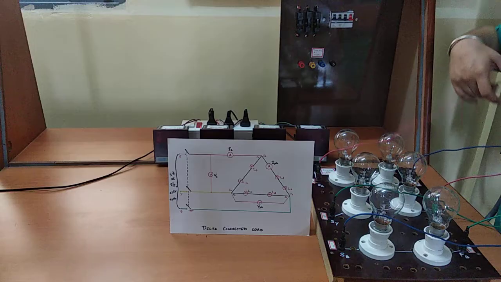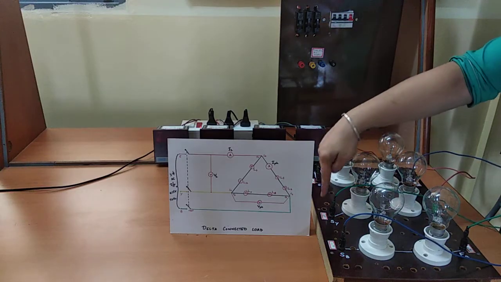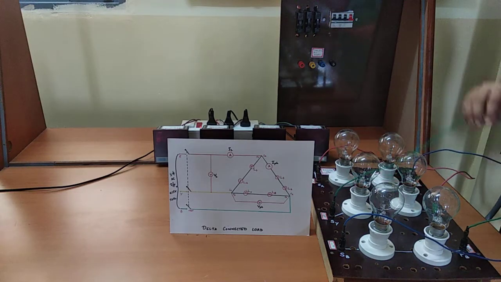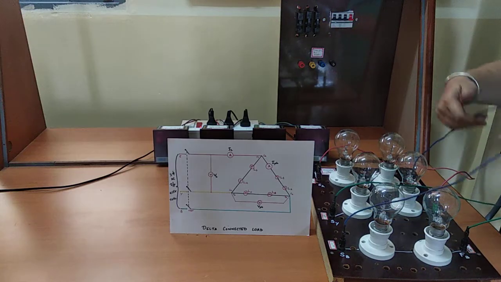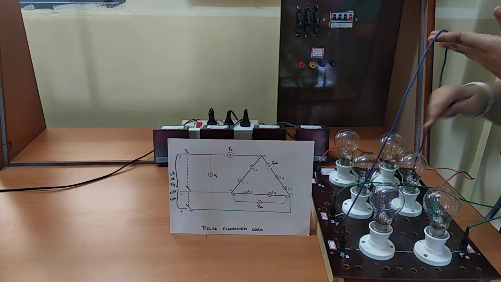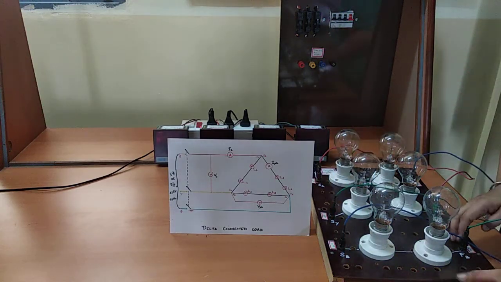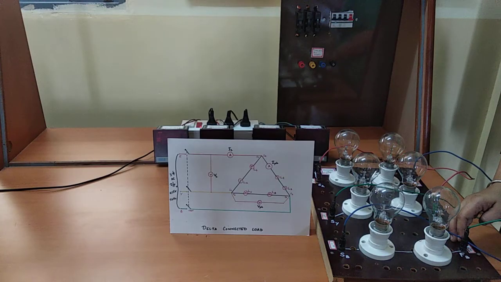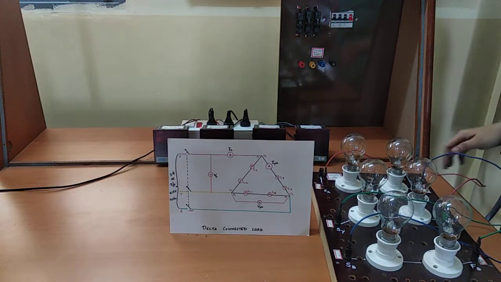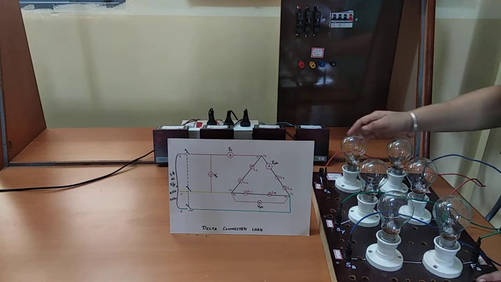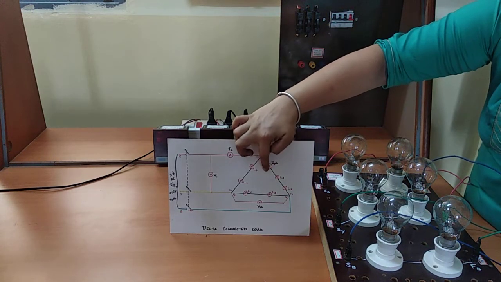SR is connected to FY, one line. Then SY is connected to FB, one line. And SB is connected to FR, right? Whereas I told SB and FB are internally connected. So we have a wire that goes beneath the board here, right? So the delta connection is ready, but I have not yet connected the ammeter here.